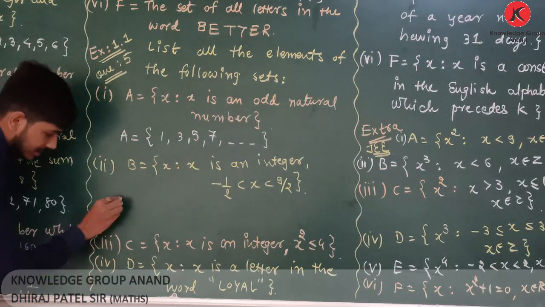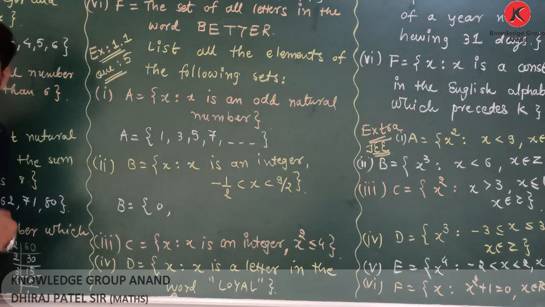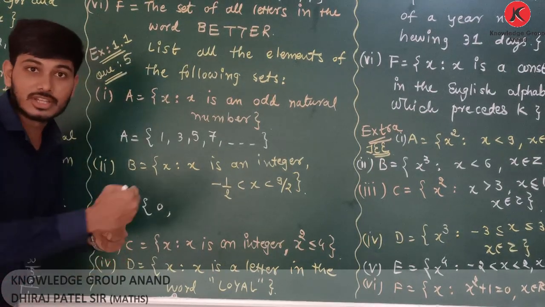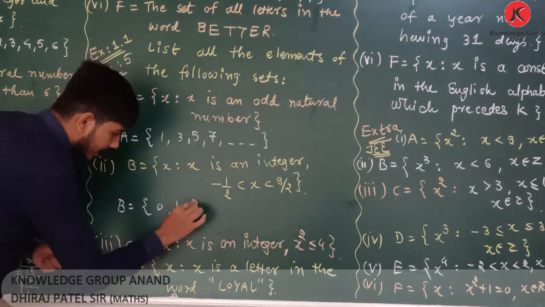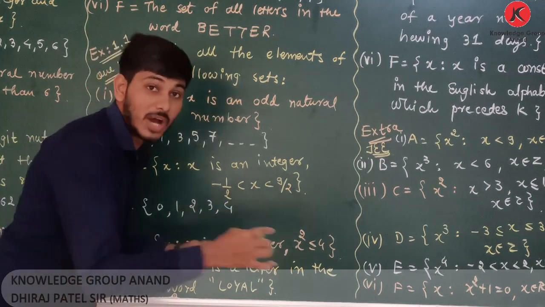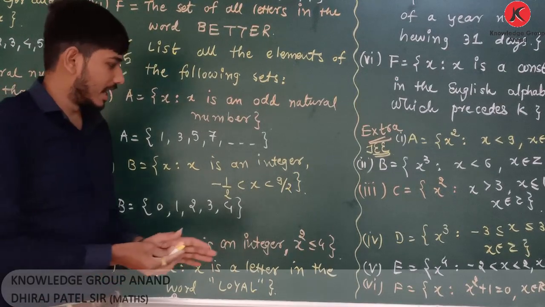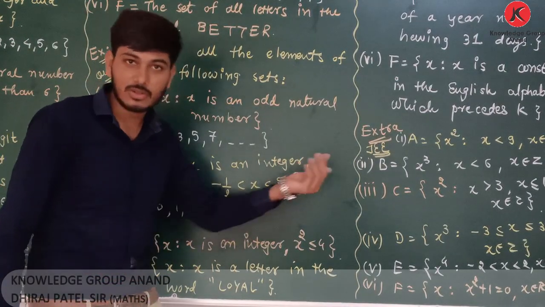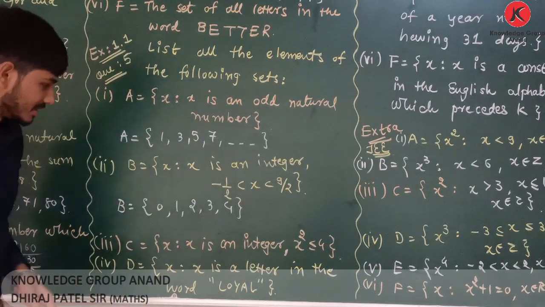Therefore, the list of these elements is, first of all, minus 0.5, the next integer is 0. Next integer 1. Next integer 2. Next integer 3. Next integer 4. Next integer 5. But you have to stop there because it is given that you have to write x which is less than 4.5. Okay, 5 is greater than 4.5, therefore you don't have to write it.